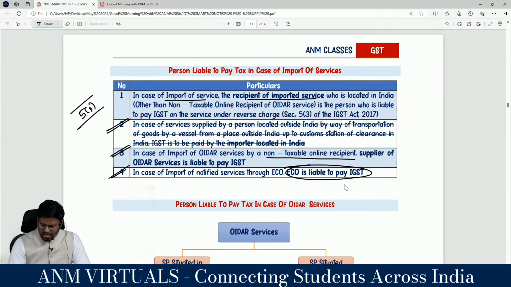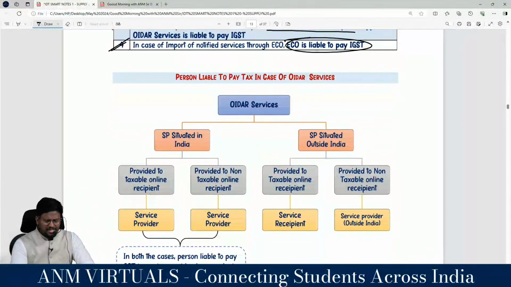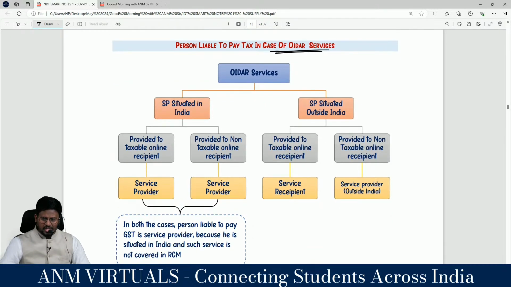Sir, now we have a quick analysis of who is the person liable to pay tax in case of OIDAR services. The service provider may be situated in India or outside India. If the OIDAR service provider is situated in India, my dear lovable students, whether it is provided to a taxable online recipient or a non-taxable online recipient, it is always the service provider. It is at FCM, correct?